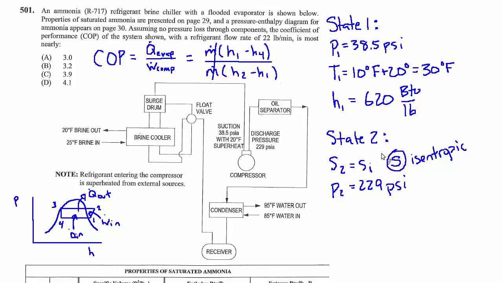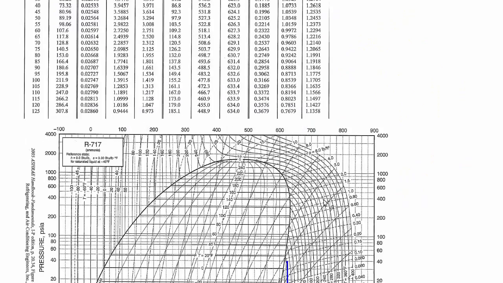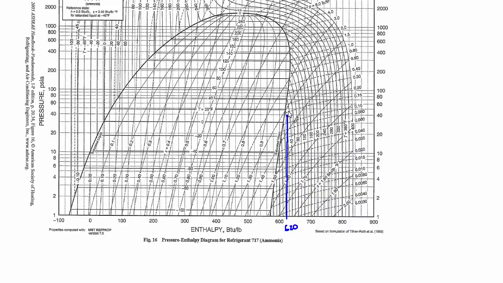I only care that it's a constant entropy process so that I can follow a line of constant entropy from state 1 to state 2. So this is without actually even looking up what this number is. We're not going to do it on the table, we're going to do it on the diagram. So let's go ahead and do that. We're going to go from that state 1 point along a line of constant entropy, which are these lines here, these sort of slanted curves. And we want to go all the way up to 229.